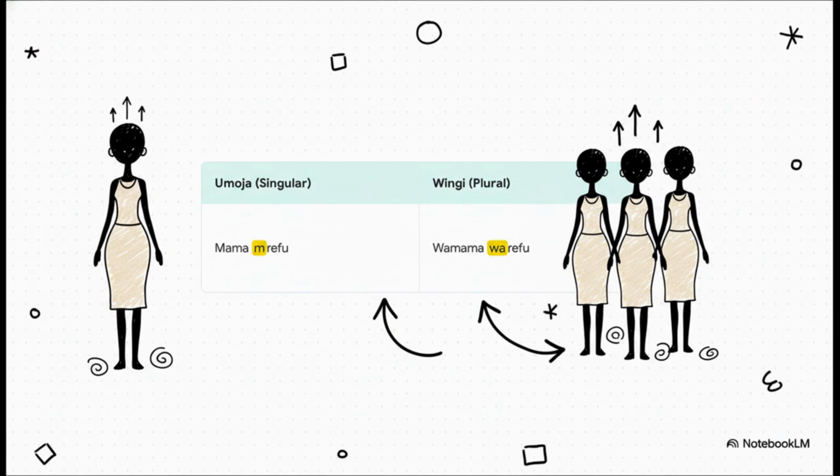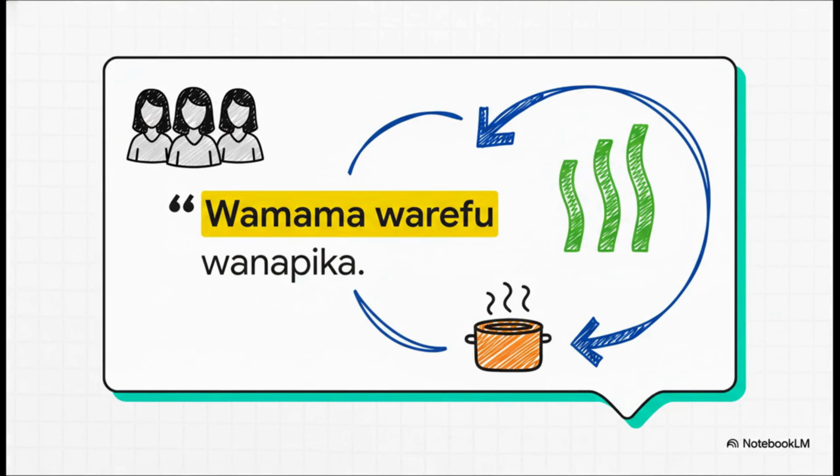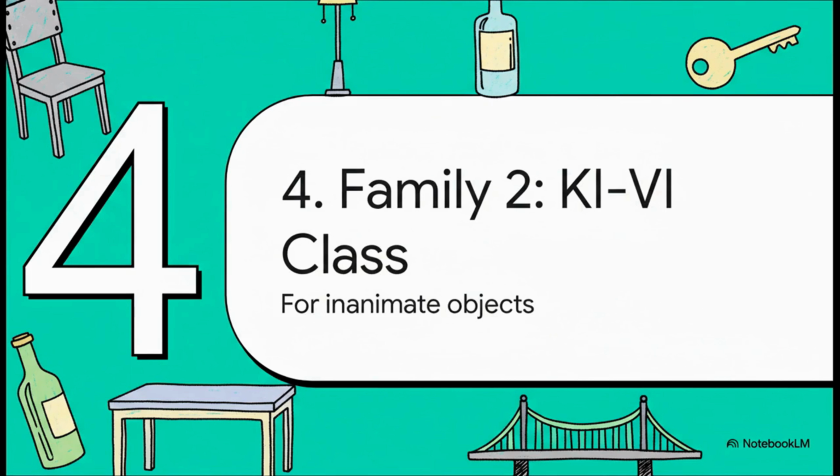And of course, the adjective has to follow suit. Just like the noun, the adjective's prefix flips from m in the singular to wa in the plural. So a tall mother is mama mrefu, but tall mothers are wamama warefu. You're seeing the pattern now, right? It's all about agreement. And there it is, the whole system working in perfect harmony. We put all the pieces together and we get our original sentence back. Wamama uses the wa plural for the noun, warefu uses the wa plural for the adjective, and wanapika uses the wa plural for the verb. So cool.